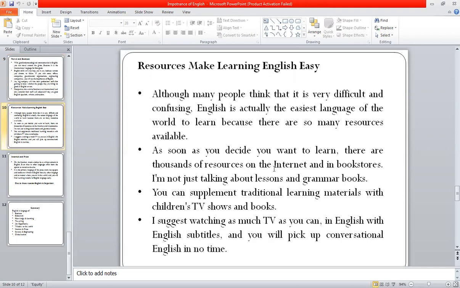Let's move towards the next point, that is, resources make learning English easy. With the help of resources alone, the English language has become an easy language.